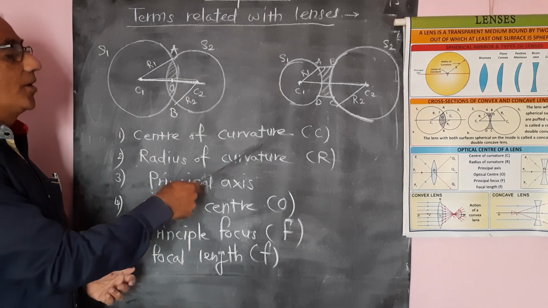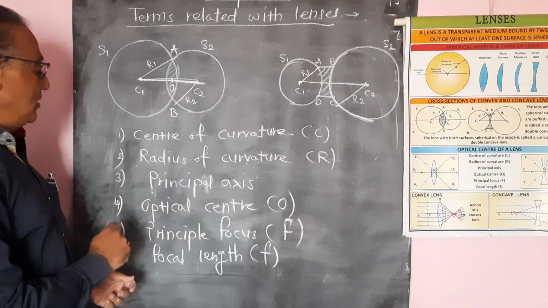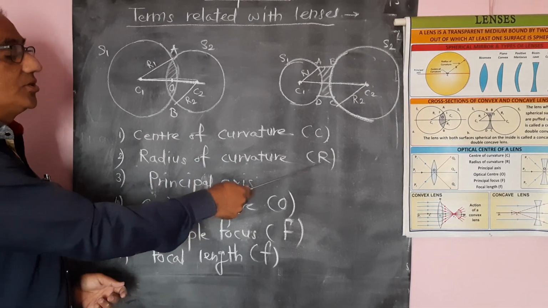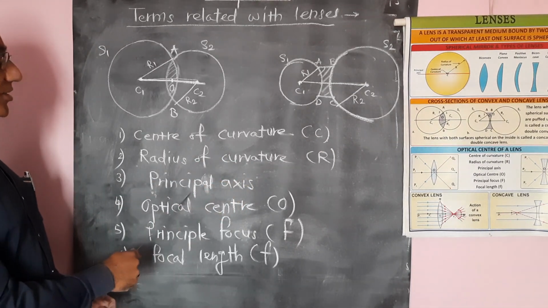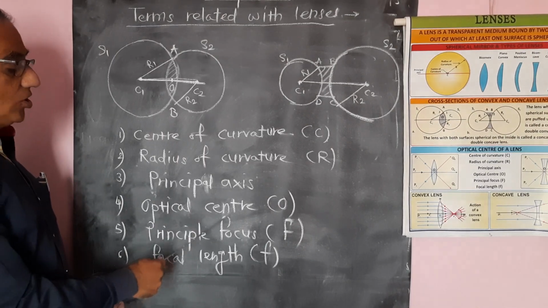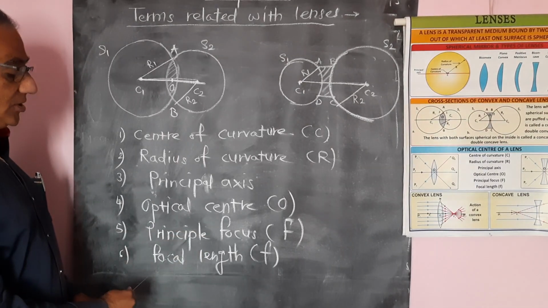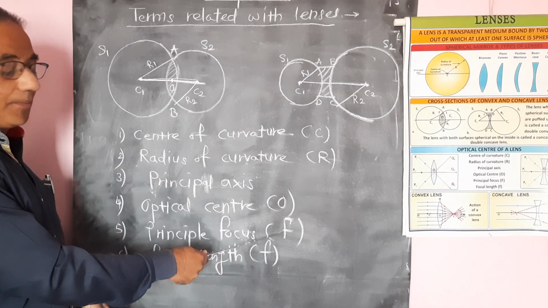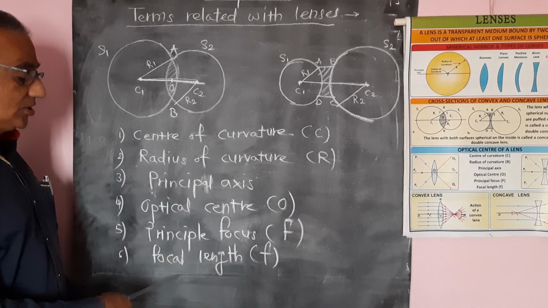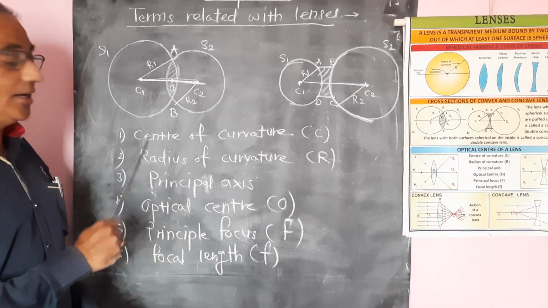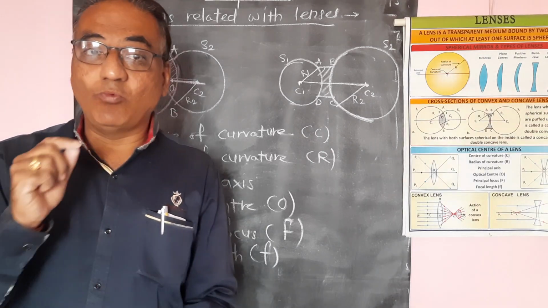The first one is the center of curvature, which is denoted by letter C. Second one is radius of curvature, which is denoted by letter R. Third one is the principal axis. Fourth one is the optical center O. Fifth one is the principal focus, which is denoted by capital letter F. And sixth one is the focal length f. Right? Now we are going to see one by one.